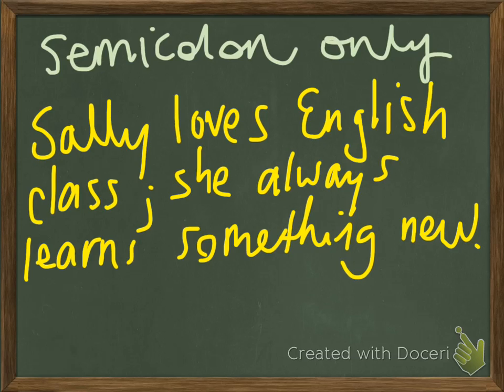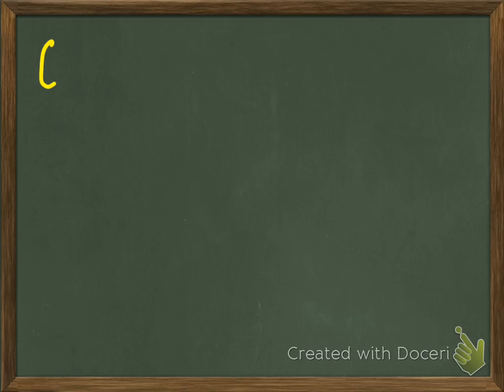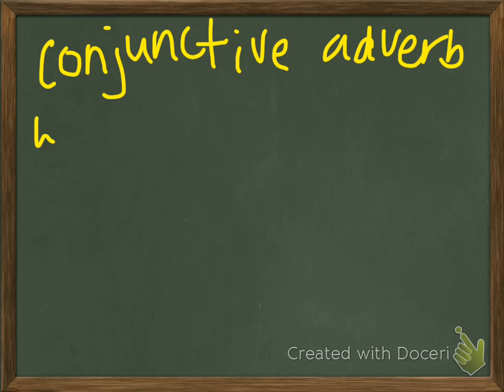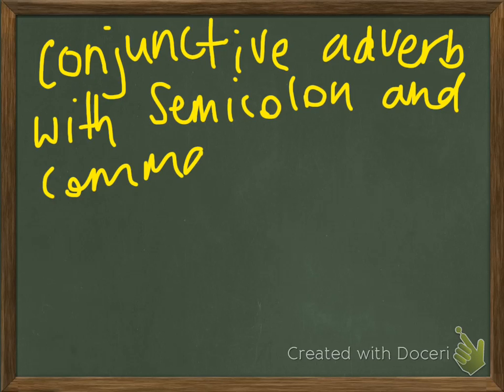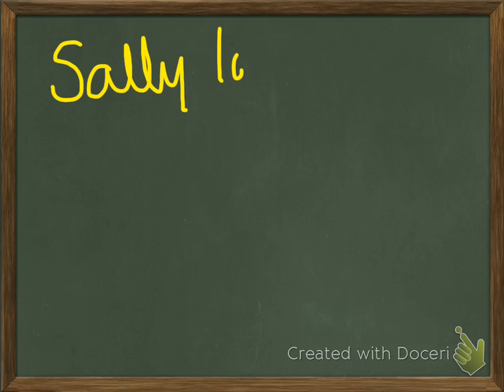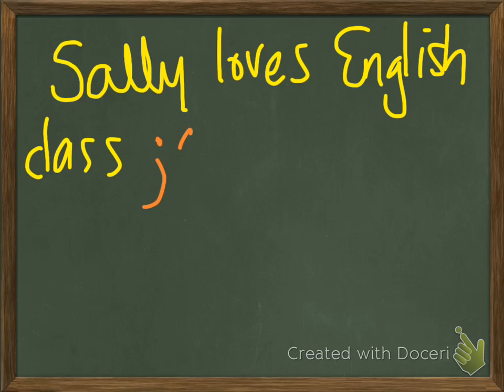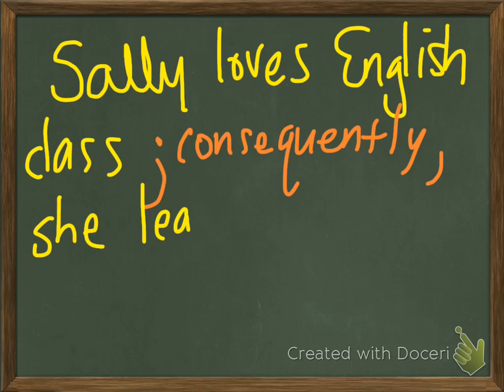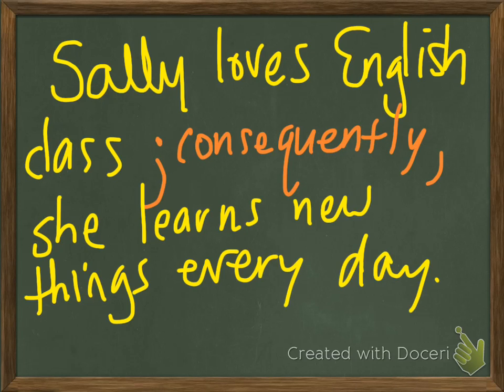So mixing it up and using some semicolons sometimes or using a conjunctive adverb sometimes will definitely make your writing a little bit more interesting. And the last way is the conjunctive adverb, semicolon and comma. Sally loves English class, semicolon, consequently, comma. She learns new things every day.